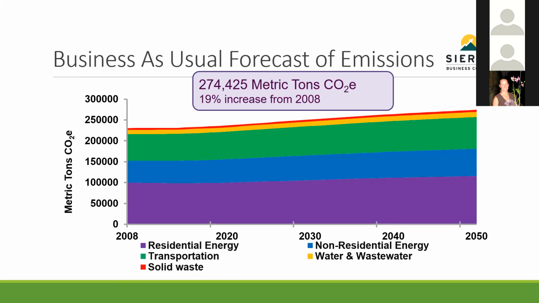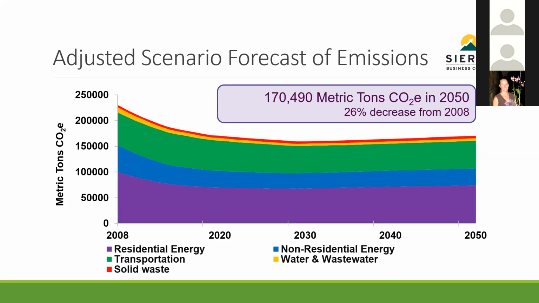The business as usual forecast, or BAU forecast, showed that emissions would increase about 20% from their 2008 baseline out to 2050 if there was no actions taken either locally or by the state. As we know, this isn't true, and the state has actions that have been taken and will be required to be taken into the future. So the next step is actually to do an adjusted scenario forecast that takes into account these regulatory influences.